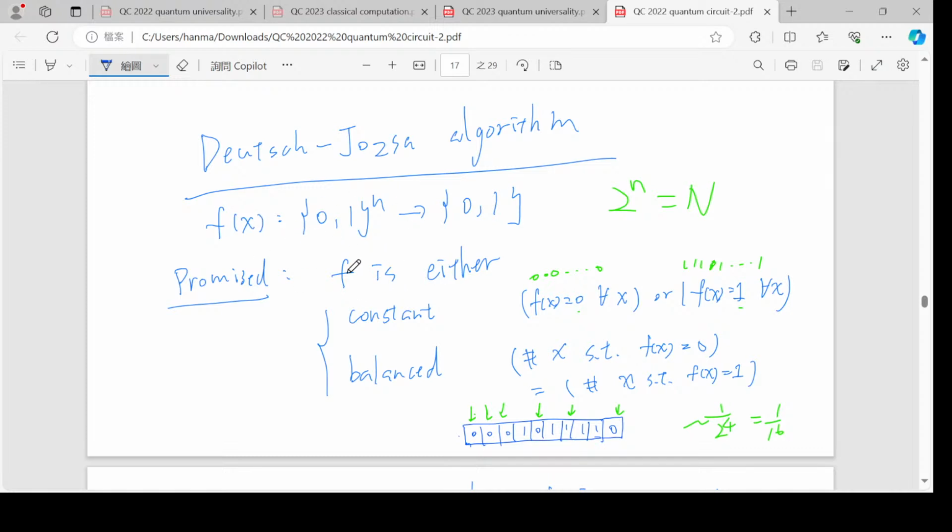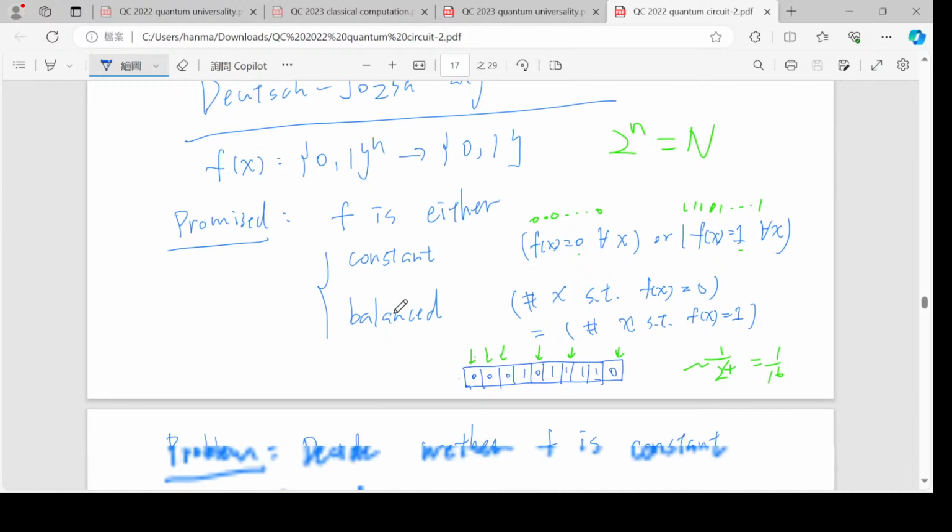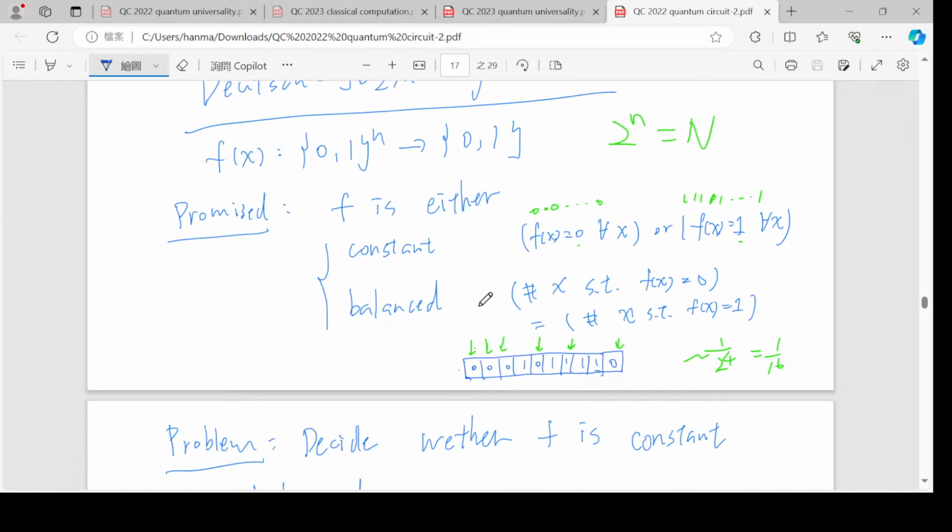The promise is that this function is either a constant function, which just means every output is either 0 or 1. If you think about the truth table as a big N bit string, it means it's the all 0 string or the all 1 string. Another possibility is that it's balanced. Looking at the truth table as a big string, balanced means the number of 0s equals the number of 1s. The 0s and 1s can be distributed arbitrarily, but the counts must be equal. Here we are assuming the string length is even, so the number of 0s is half and the number of 1s is half.